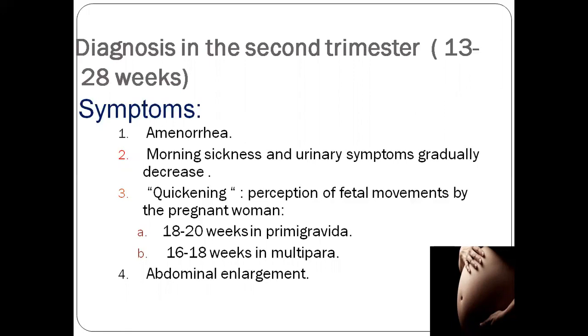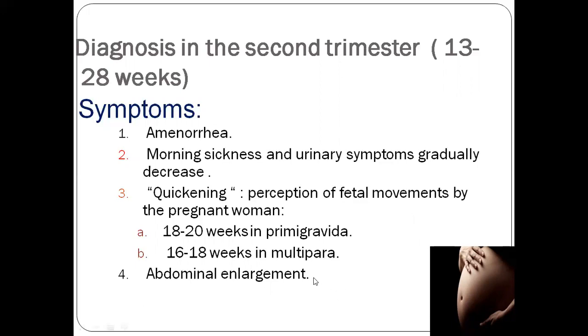Then, quickening is the most important thing. What is quickening? The mother herself will feel the fetal movement, that is known as quickening. So in primigravida it will be a little late, that is 18 to 20 weeks, but in multipara earlier, that is by 16 to 18 weeks she can recognize the fetal movements.